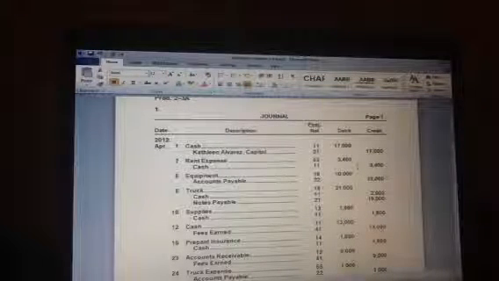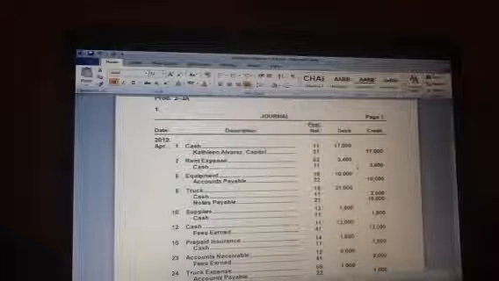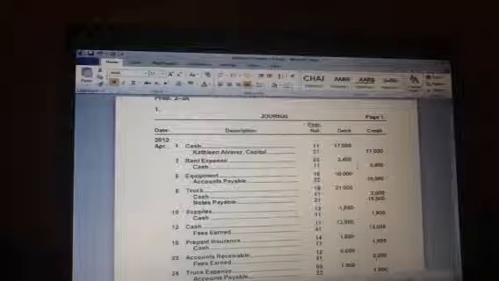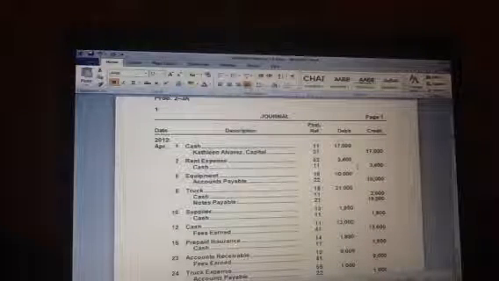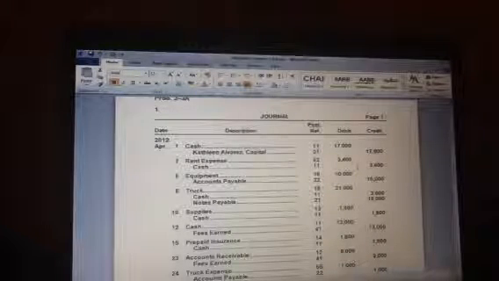Let's see what page that's on. That's on pages 91 and 92 of your book, and that's a rather long problem, but we're looking at the journal entries for a company, Intrex Designs, for the month of April.